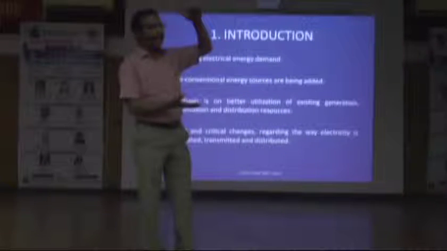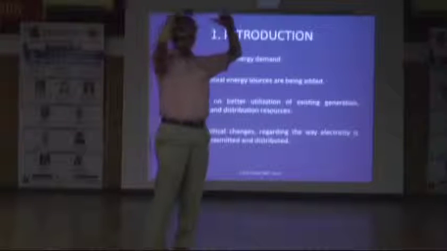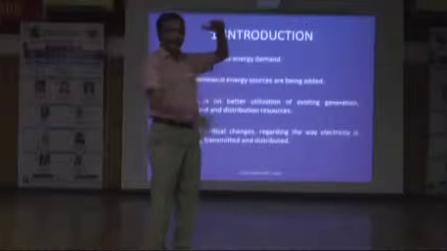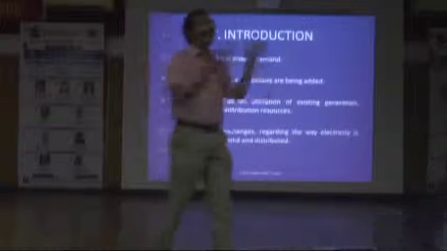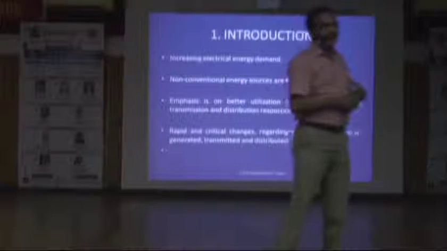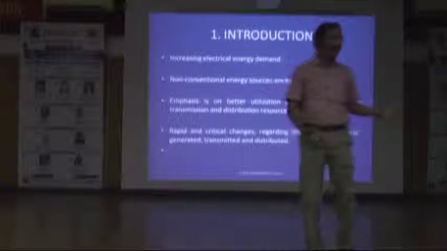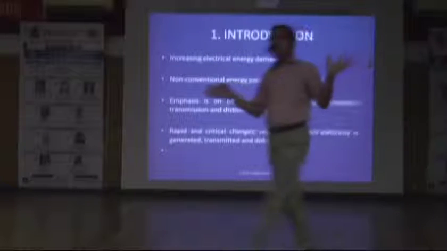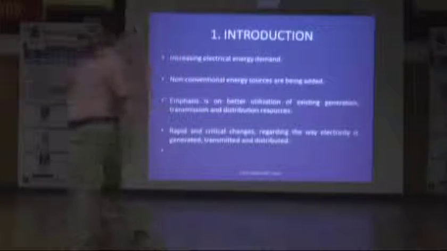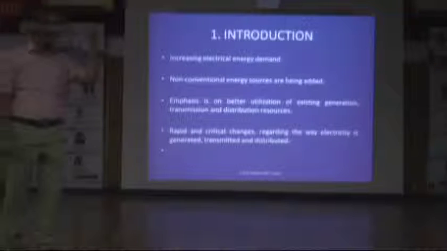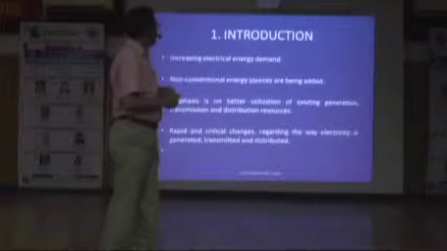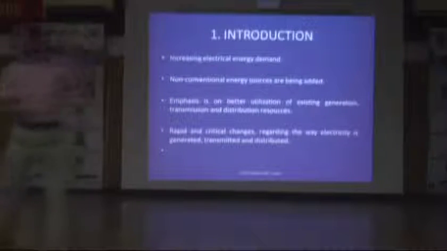Earlier there was one company that was supposed to be generating electricity and transmitting electricity. We call it a vertical structure, where generation, transmission, and distribution were owned by one company. Now it has changed to a horizontal system. You can have multiple generation companies, multiple transmission companies, multiple distribution companies. So things are changing very fast.